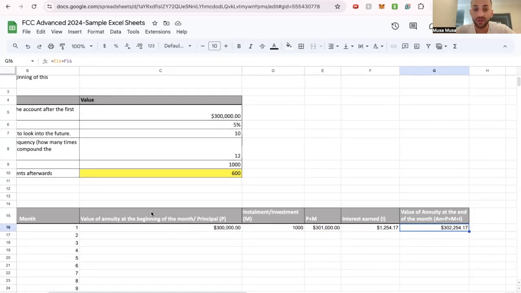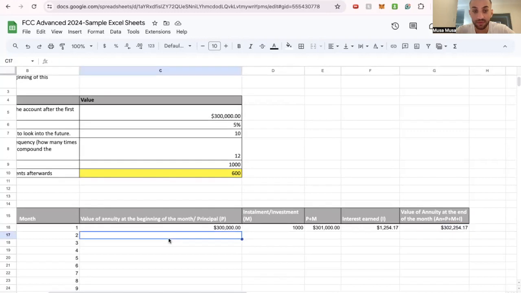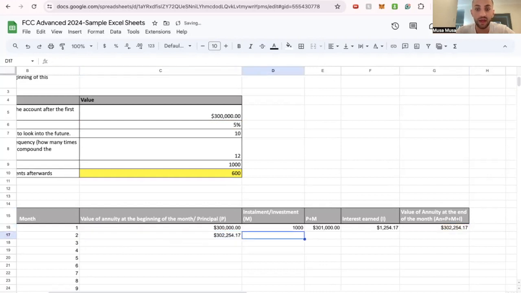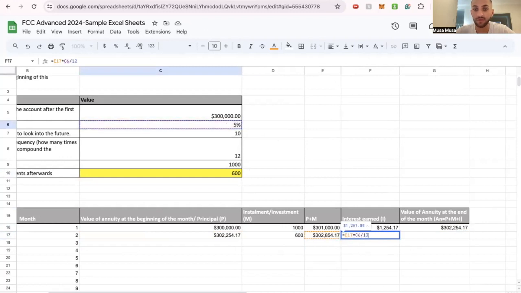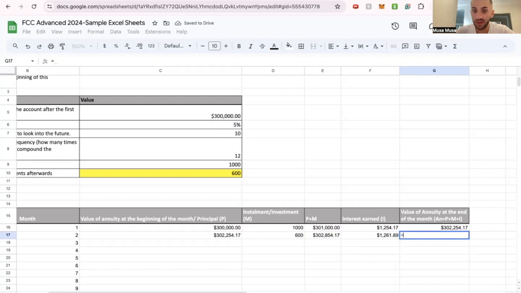So then when we do the value of the annuity at the beginning of the next month, the beginning of the second month, it's just going to equal, so we can put equals that number there. Because the end of the first month is the same as the beginning of the second month. Now, what's my installment? It's not 1,000, it's 600. So I can click here and put equals. What's my P plus M? Well, it's going to be that number plus that number. What's my interest earned? It's going to be that number times 5% over 12. And then what's this number going to be? It's going to be P plus M plus the interest.